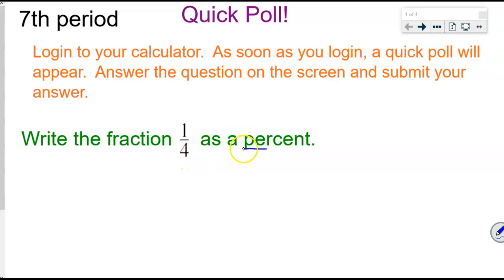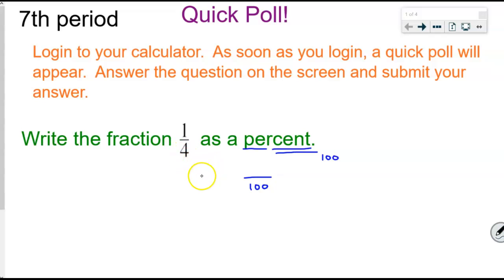When it is percent, the root word here is cent. As we've discussed previously, there are 100 cents in a dollar. There are 100 years in a century. So this root word means 100. So percent means per 100.